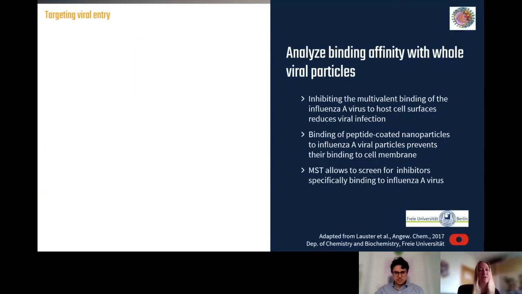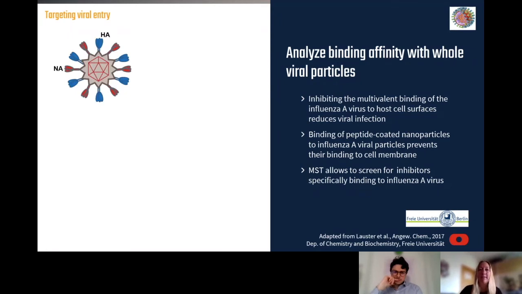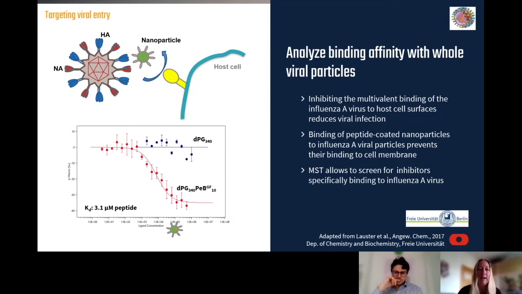And coming back to your question, Gianluca, yes, you can study interactions with whole viral particles. Here, the researchers used influenza A and the whole viral particle, and they wanted to find inhibitors that could inhibit the attachment to the host cell. Therefore, they used microscale thermophoresis and screened a lot of different inhibitors, and they found this one, which is coated on a nanoparticle, to bind very nicely to the whole viral particle. In addition, it also prevented the binding to the host cell membrane.